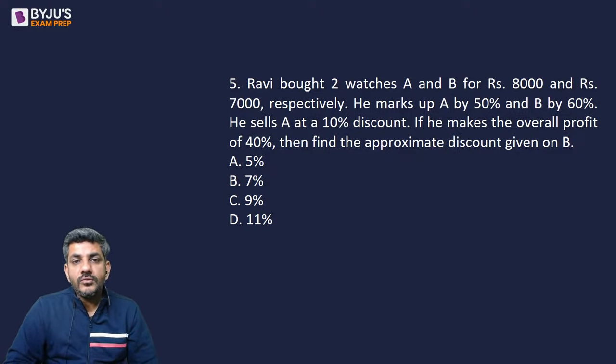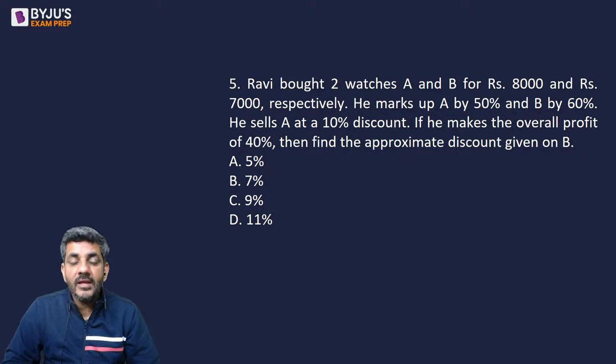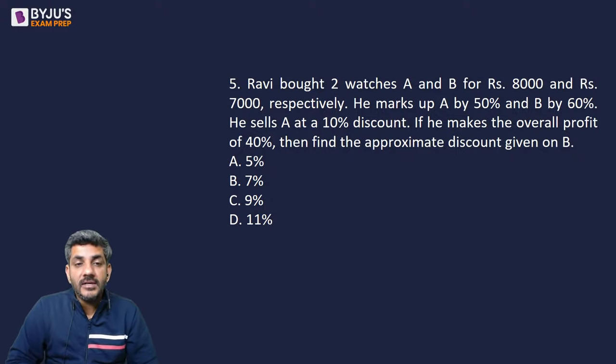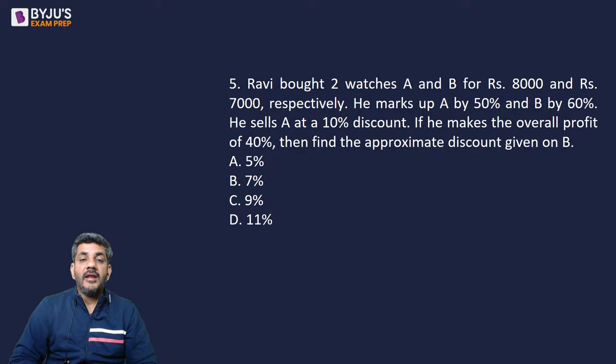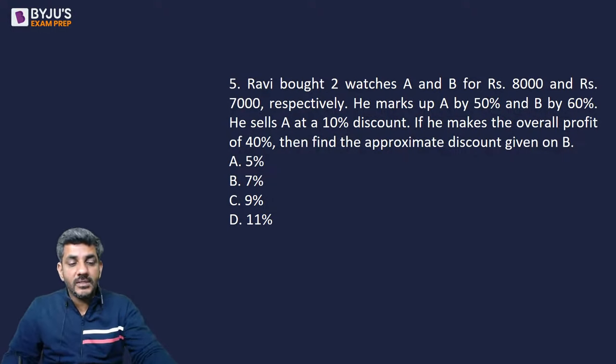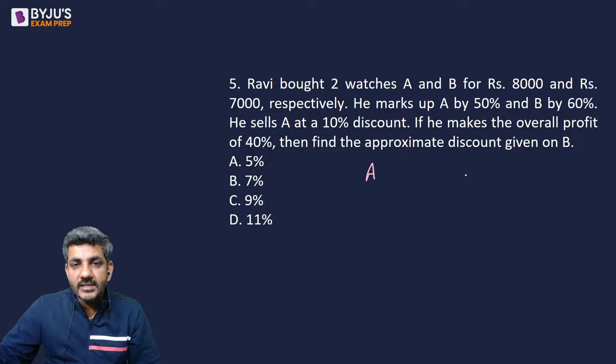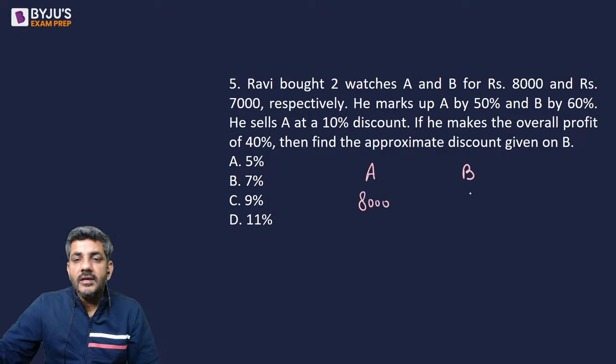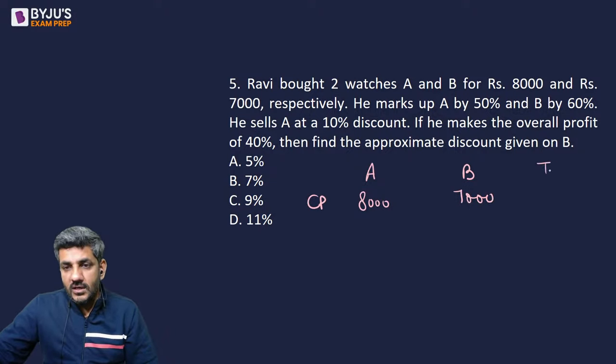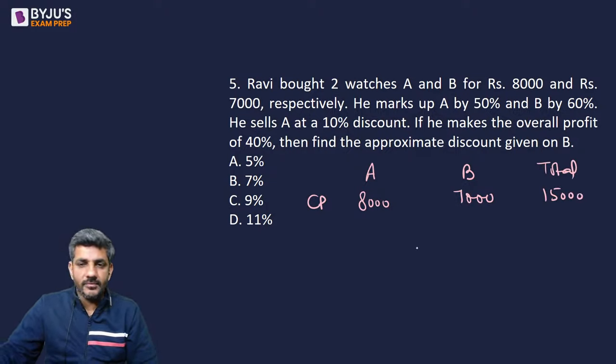Ravi bought two watches A and B for rupees 8,000 and 7,000 respectively. He marks up A by 50%, B by 60%. He sells A at 10% discount. He makes the overall profit of 40%, then find the approximate discount given on B. So there are two watches, A and B. He purchased A for 8,000 rupees. He purchased B for 7,000 rupees.